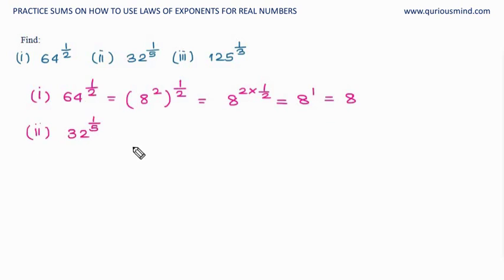32 raised to 1 upon 5. So it is the fifth root of 32 we want to find, or what I can do is 32 is 2 raised to 5, and that whole raised to 1 upon 5. Exponent of exponents, so it will be multiplication of the powers. 5 into 1 upon 5 is 1. So it will be 2 raised to 1, and this is 2. So the fifth root of 32 is 2.